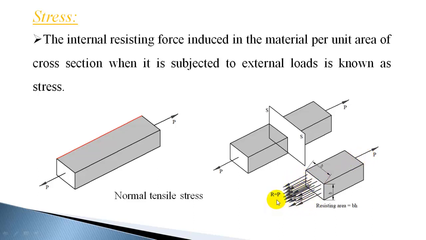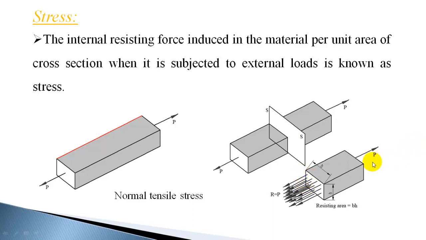Now this internal resistance per unit area, that is, if you consider a large amount of area, and take unit area, what is the resistance offered by that material in that unit area, that is known as stress. So stress is internal resistance offered per unit area of cross section.